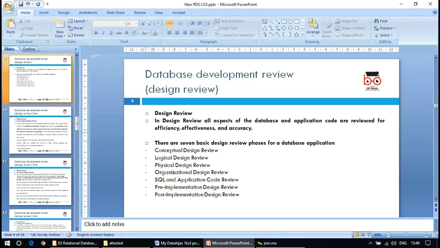You must remember that we review things by the passage of time, isn't it? Yeah. So review would help you to know how the things are doing, are they doing well or not. So there are 7 basic design review phases of a database application. Like you review at the conceptual level, yeah, you review at the logical level, you review at the physical level, you review at the organizational level, you review at the SQL and application level, you review before implementation, you review after implementation. Do you get that?